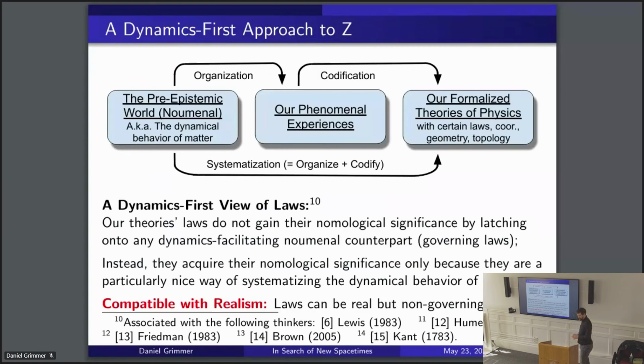Here's my statement of a dynamics first view, which you might associate with Lewis, although there's a lot of other variations of this that count as well. So our theory's laws don't gain their nomological significance. The theory's laws are here. Right? They don't latch on to any dynamics facilitating, hardworking stuff in the noumenal world that's giving them their metaphysical oomph. Instead, they acquire their nomological significance only along the epistemic route because they're a particularly nice way of systematizing the noumenal world. Systematizing is what takes us from the noumenal world to our theories.